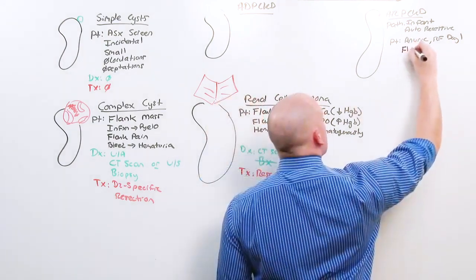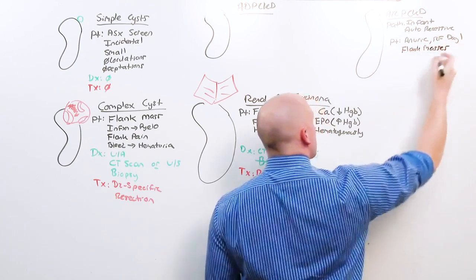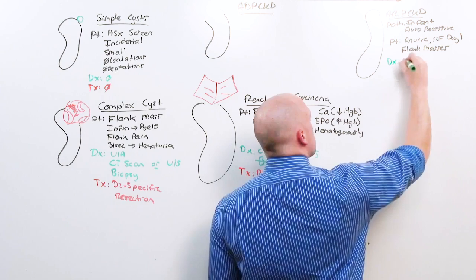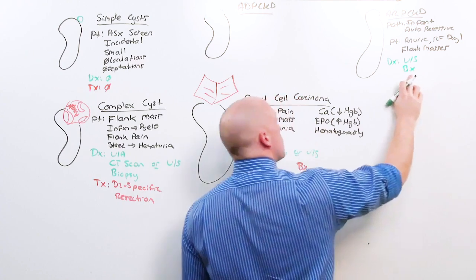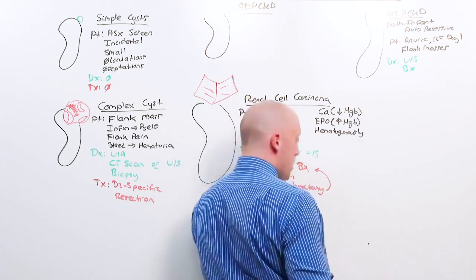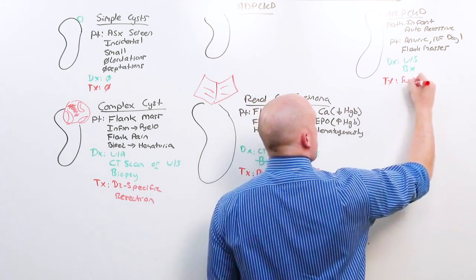There'll be palpable flank masses. This occurs bilaterally. The diagnosis is made first with an ultrasound. Because it's a baby, you're not going to be using a CT scan, and then a biopsy. Because they're so young, you're not worried about peritoneal spread, but you need to make sure that this isn't another malignancy that infants get. And the treatment is simply supportive.